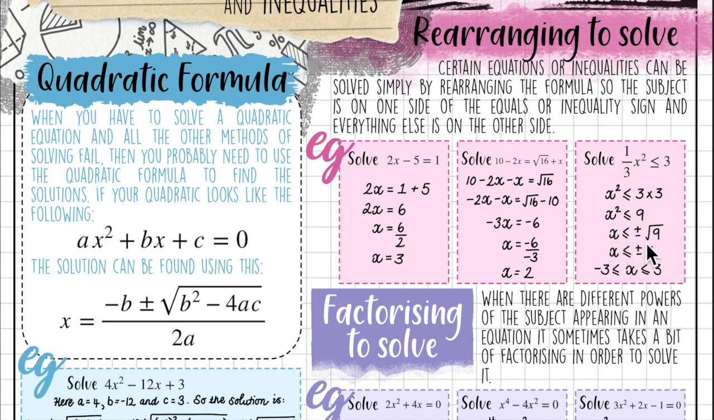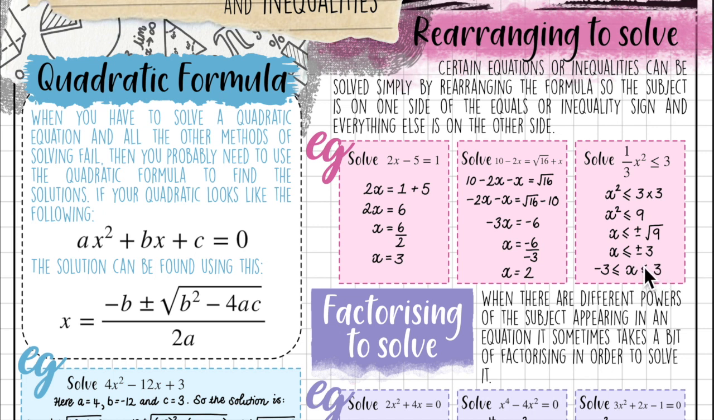I've gone through this in another video. Square root of 9 is 3, so we get x is less than or equal to plus or minus 3. This can be split out here. So here we don't have one solution for x. We actually have a range of solutions. We have x is greater than or equal to minus 3 and x is less than or equal to 3.